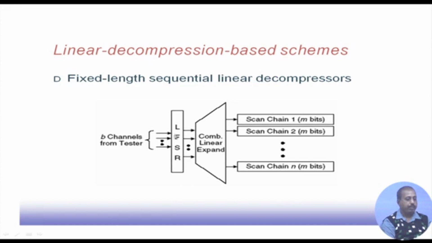You see, this LFSR is a B bit LFSR, because this parallel load sort of facility may be there, and then this combinational linear expander will be doing this expansion process, and then it will be put into this circuit. Maybe from the tester we get a single pattern, and then it goes on doing the thing. That can also be done.